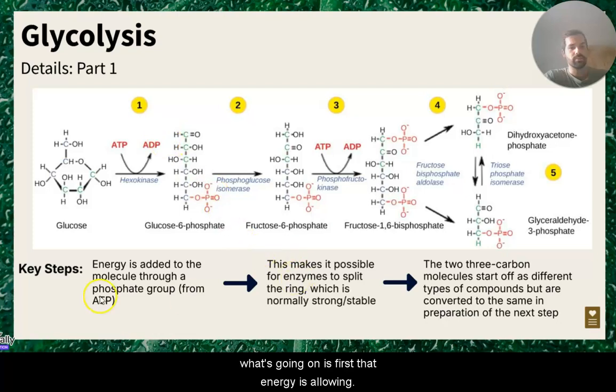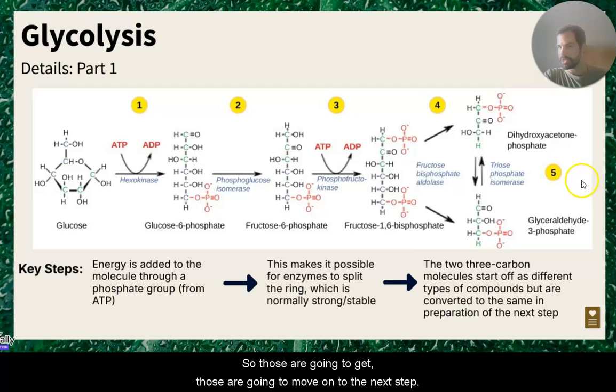So just to go back to here, what's going on is first that energy is allowing, let's stick over here. We have fructose 1,6-bisphosphate, and then that energy that is added there is going to split this into two 3-carbon molecules that each have a phosphate on them. So they're slightly different molecules technically. But those are going to move on to the next step.